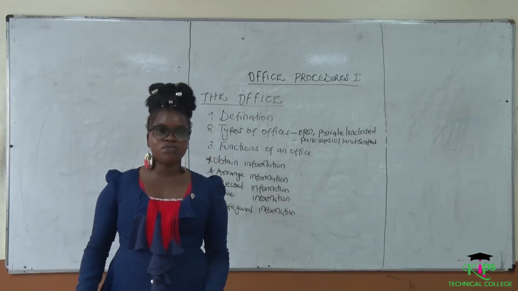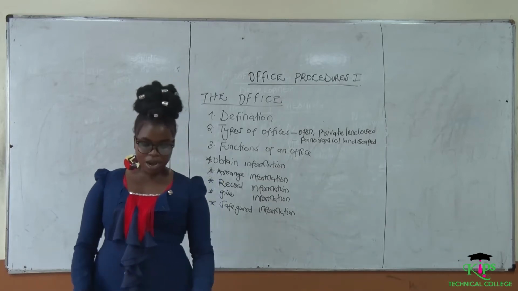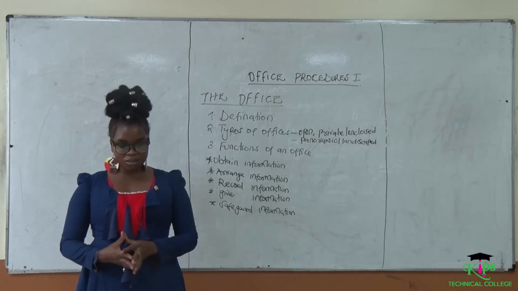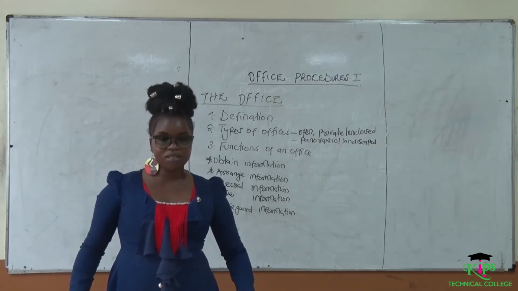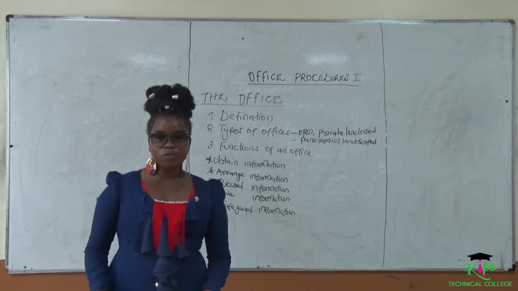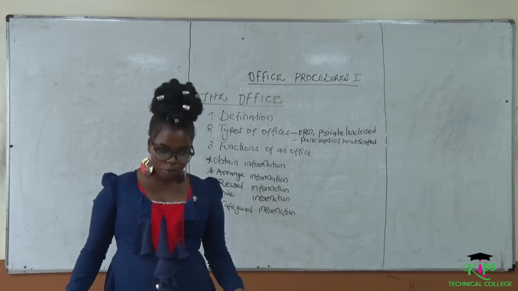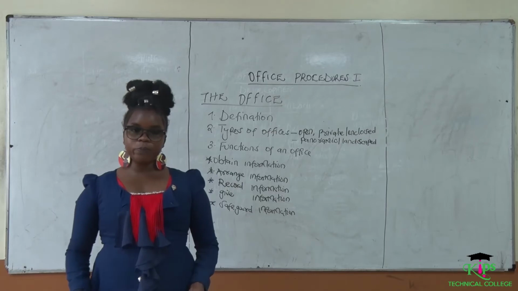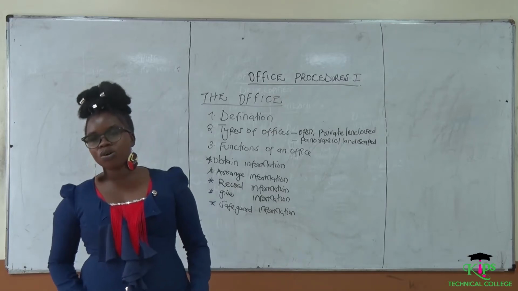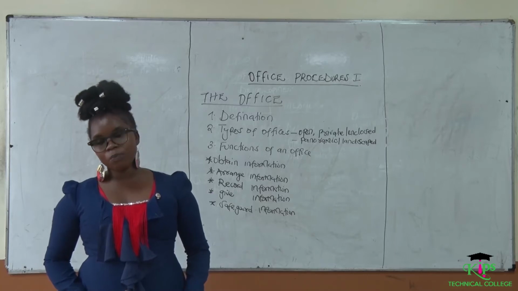So how can you define an office? An office is a room or a building where information needed to run business activities is taken from or kept. By the end of the day, if, for example, you report to any organization, you don't go straight to the person you needed to see, or the person you have an appointment with.